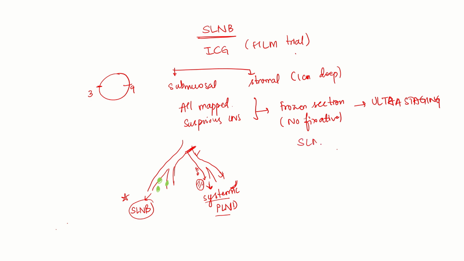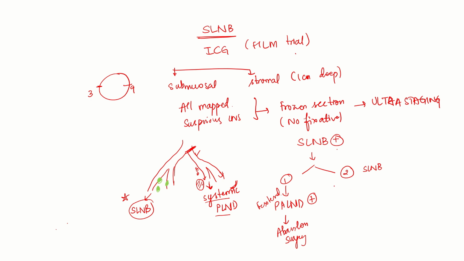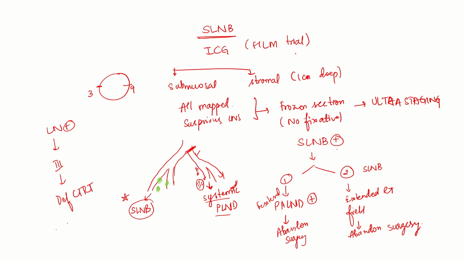What if SLNB is positive? If a single node is positive, then you perform para-aortic lymph node dissection and abandon the surgery. If these later turn out to be positive, then your field of radiotherapy is extended RT. Whereas if at least two SLNBs are already positive, then there's no point in performing para-aortic lymph node dissection. These patients anyway require an extended RT field. You can straight away abandon the surgery, because lymph node positivity upstages the tumor to stage 3, which requires definitive CTRT. So that is about management of incidentally detected cervical cancer.